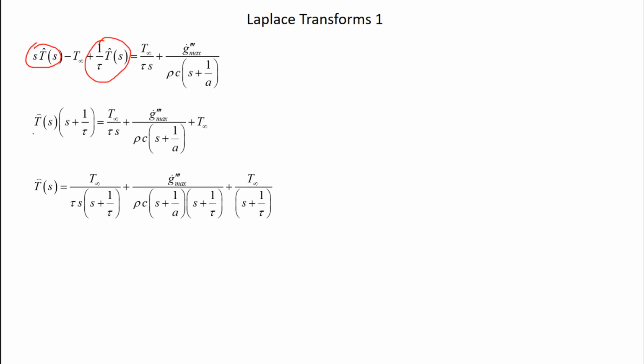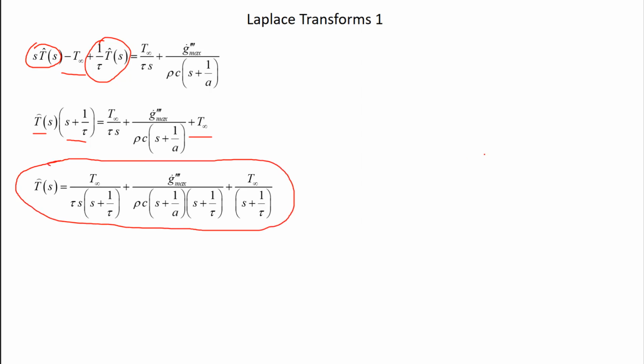So if I collect them, I get T times s plus 1 over tau. I'll bring this minus T infinity to the other side. And then I just divide through the whole thing by s plus 1 over tau. There's my solution in the s domain, right? So the last step then is to bring that solution from the s domain back to the time domain. And this one isn't so hard.